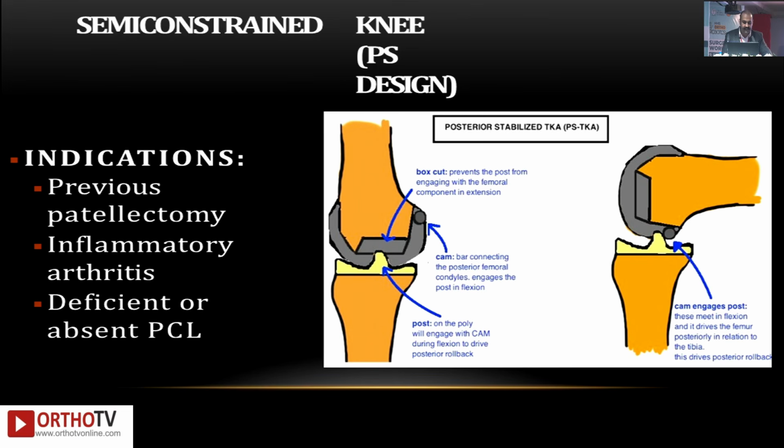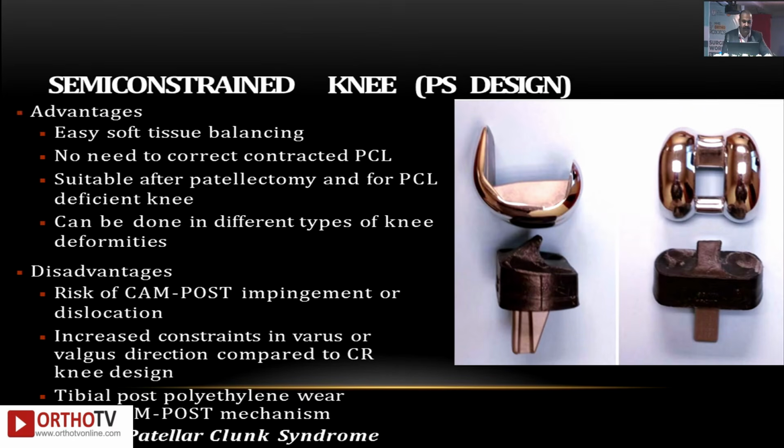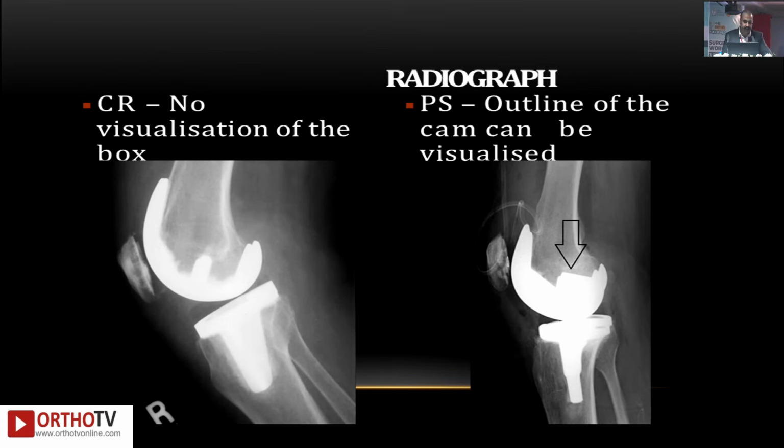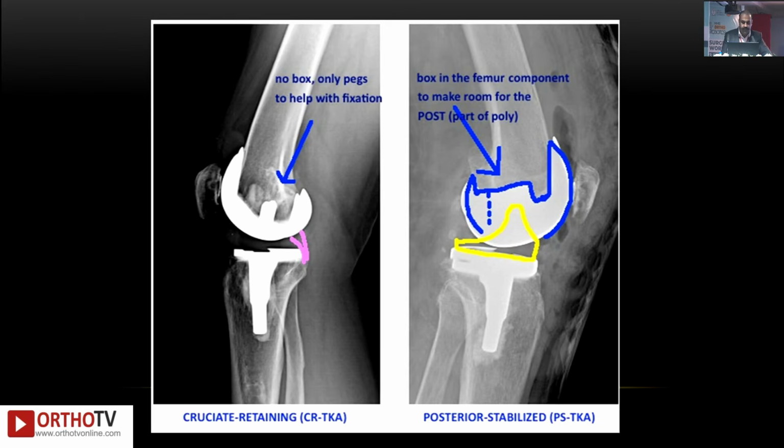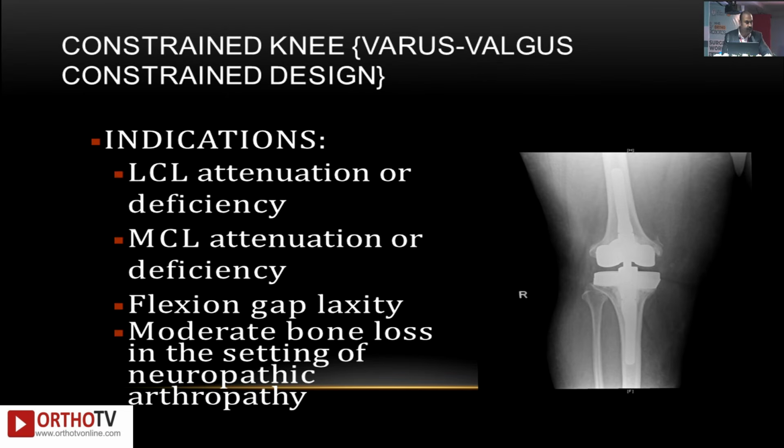And then there is the PS design. Obviously, we know the box cut is there, the post and cam mechanism is there. So this PS design is also really helpful. In CR, there is no visualization of the box. The radiograph of the PS shows that the cam can be visualized, and that's an outline. So no box, only pegs to help the fixation in the CR, but in the other one, the box is there.